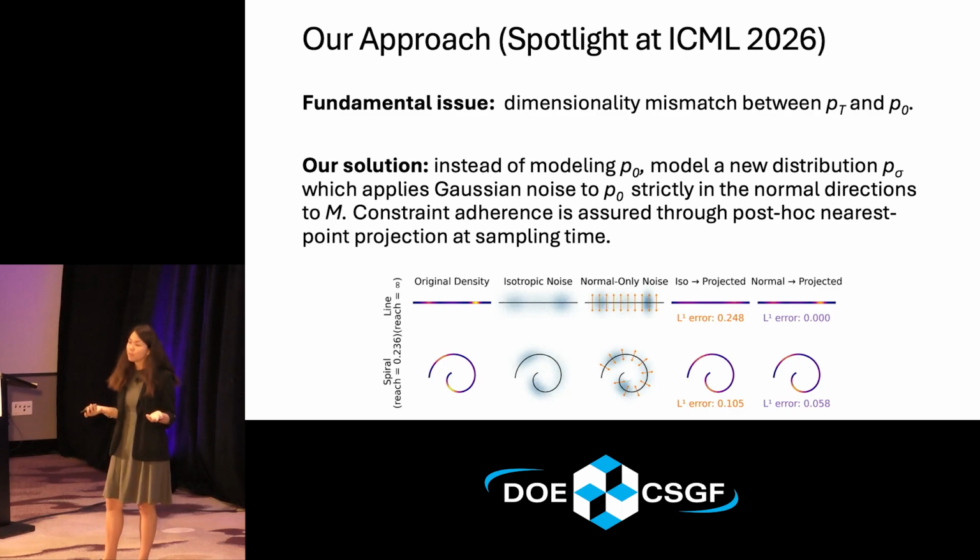People have had this idea before with isotropic noising. It's been around for like 5, 6, 7 years. But that immediately distorts your distribution when you project back down, even for the simplest constraints, like a line. And for us, for a line, we do not experience those distributional fidelity issues.